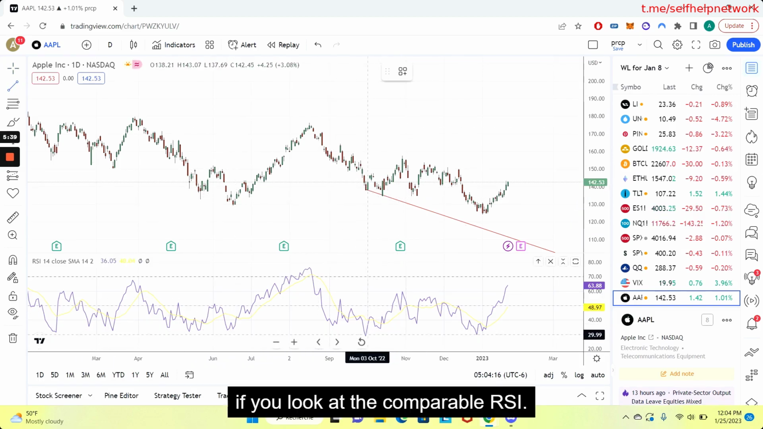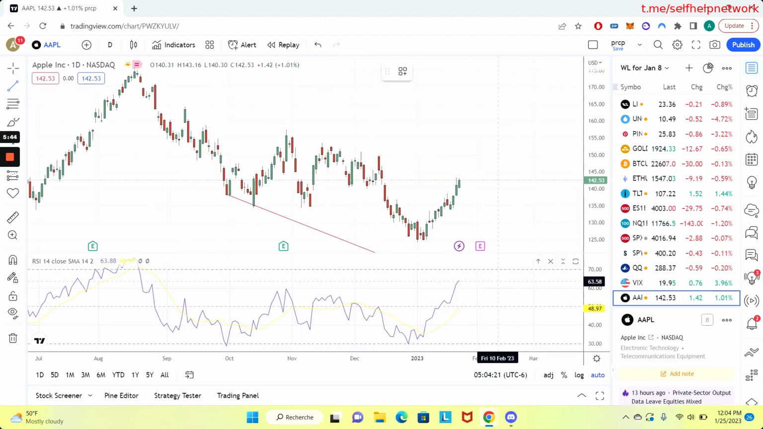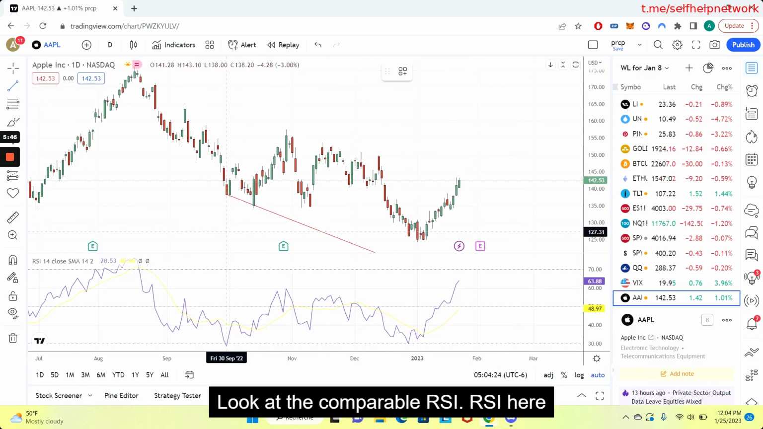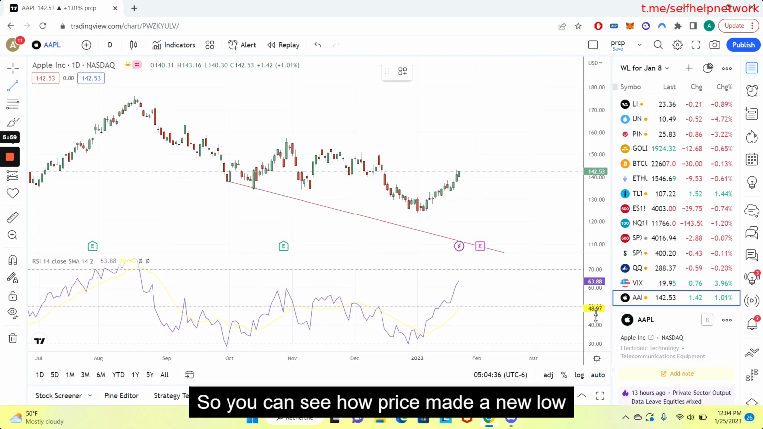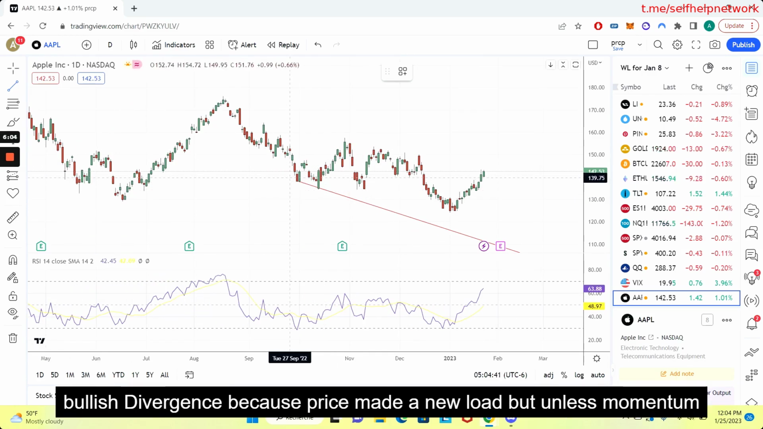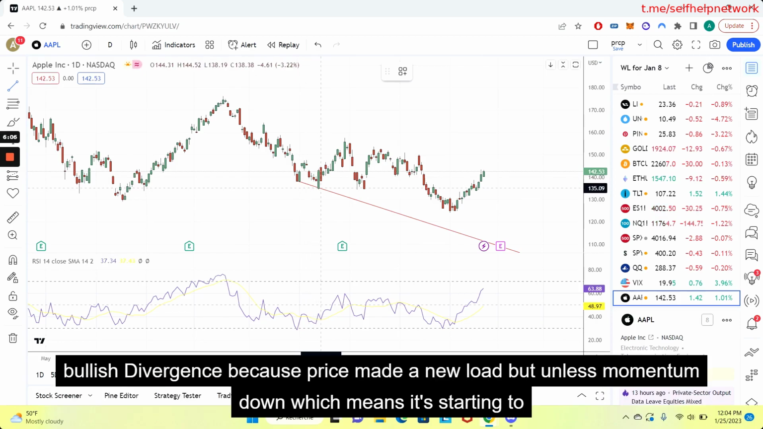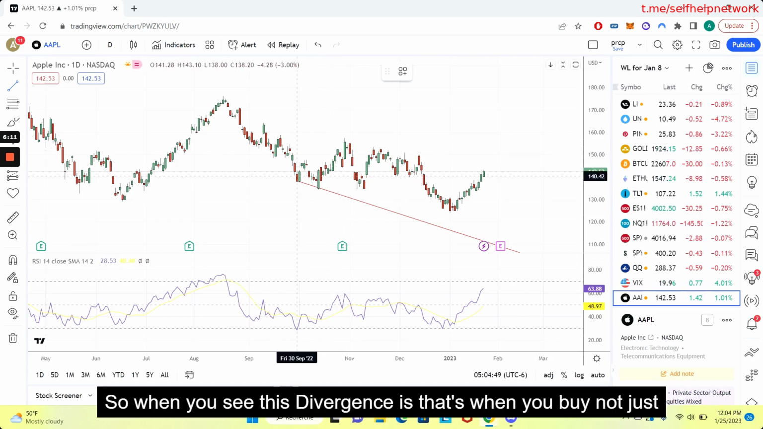But if you look at the comparable RSI, RSI here was 28.53 and RSI here is how much? 42.48. So you can see how price made a new low, but RSI did not. And that's called a bullish divergence because price made a new low, but on less momentum down, which means it's starting to change direction.